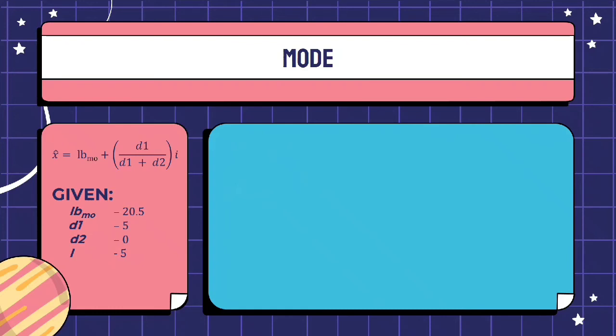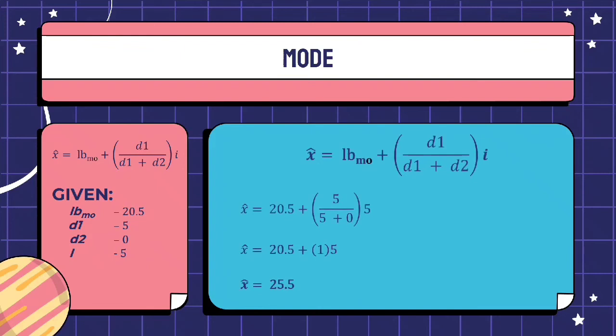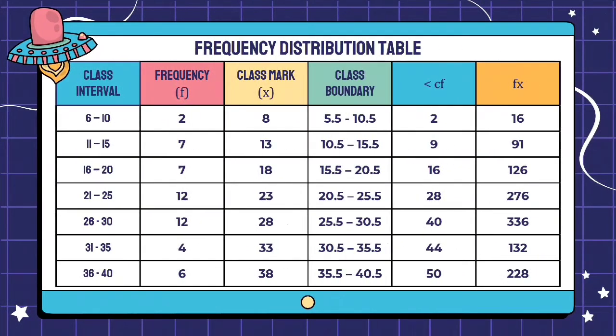Now that our given is complete, we will now substitute it to the formula. We will get 20.5 plus the quantity of 5 all over 5 plus 0 times 5. Simplifying it, we will get 20.5 plus 1 multiplied by 5. 20.5 plus 5 is equivalent to 25.5. Now, let's try the 5th class to see if we will get the same answer.